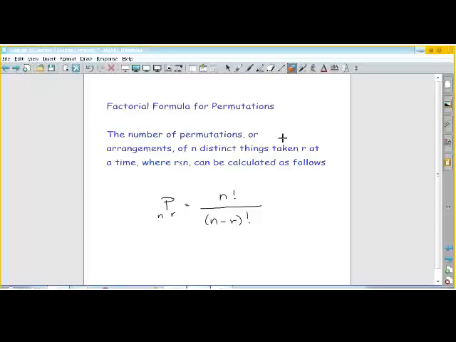So n is the number of distinct things taken r at a time. r at a time means I'm choosing 3 of those people to be President, Secretary, and Treasurer. And the formula is n factorial divided by n minus r quantity factorial.